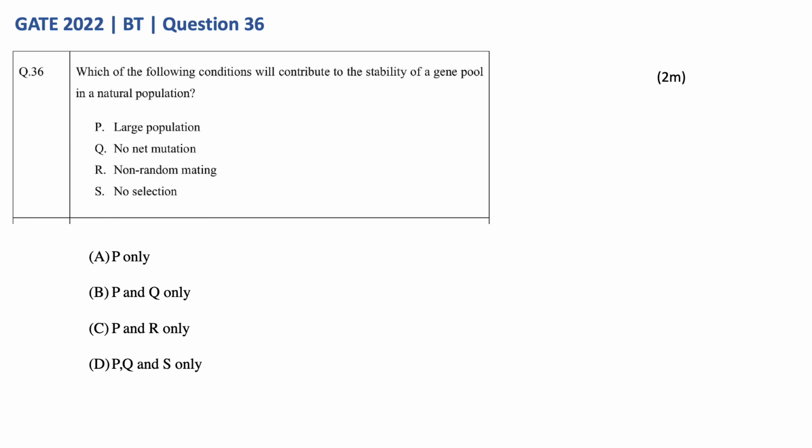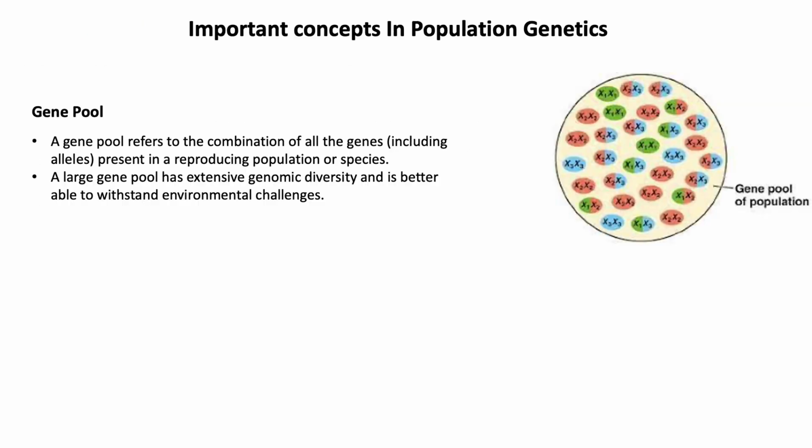So the options are A. P only, option B. P and Q only, option C. P and R only, and option D. P, Q, and S only. So before answering this question, let us look at some basics about population genetics.